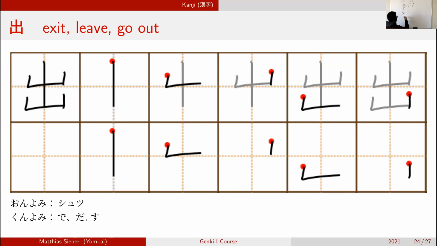Another one would be, for example, exit, right? Not specifying which direction, but it would be deguchi. Right? And then also, just like over here, to go out, we would have the kakeru. To go out. The kanji here then also has the reading of de. Dasu would be to take something out, but actually you use dasu also when you make a deposit at a bank.